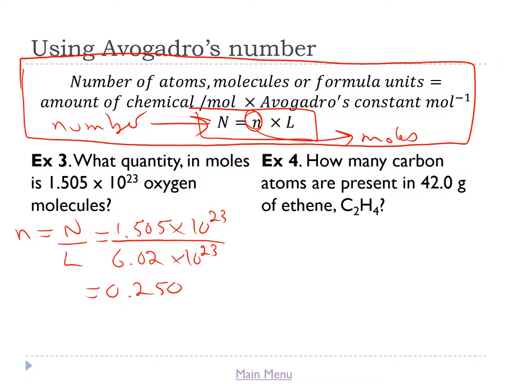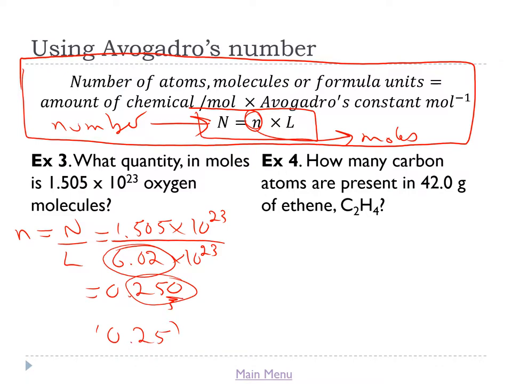Now you may be asking, why haven't I written 0.25? That's because given that I've got at least 3 significant figures here, I need to give my answer to 3 significant figures. Otherwise I'm losing accuracy unnecessarily. So that last little 0 there becomes really important.